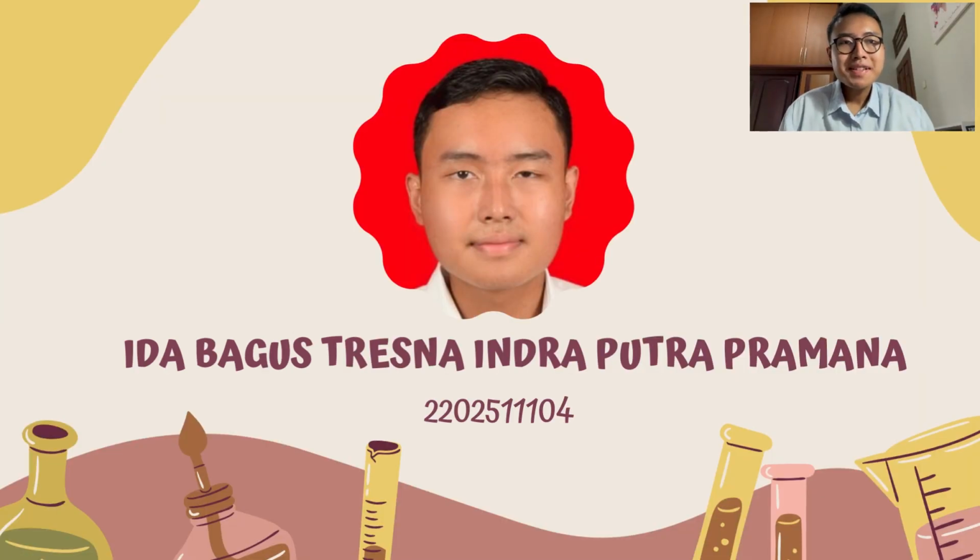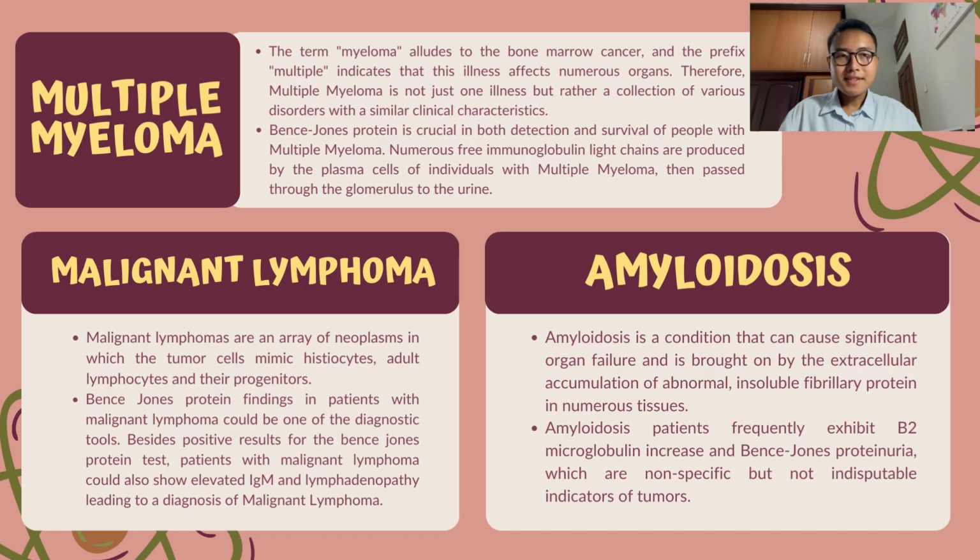Let me introduce myself. My name is Ida Bagus Trisna Indra Putra Pramana, with the last three-digit number 104. So the first disease is multiple myeloma. Bence-Jones protein is crucial in both detection and survival of people with multiple myeloma. Numerous free immunoglobulin light chains are produced by the plasma cells of individuals with multiple myeloma, then pass through the glomerulus to the urine. The next one is malignant lymphoma.